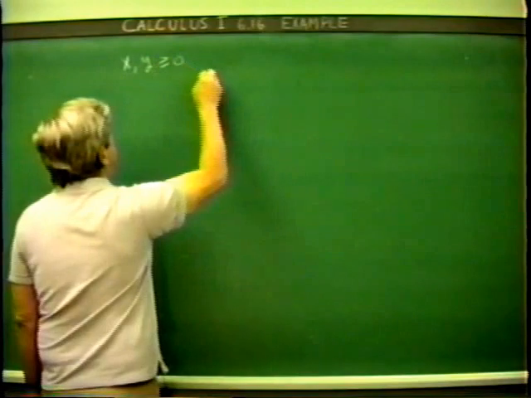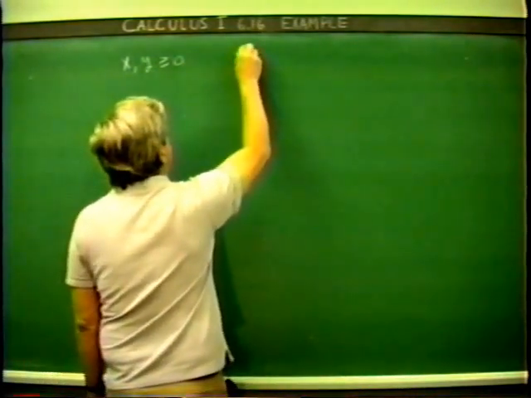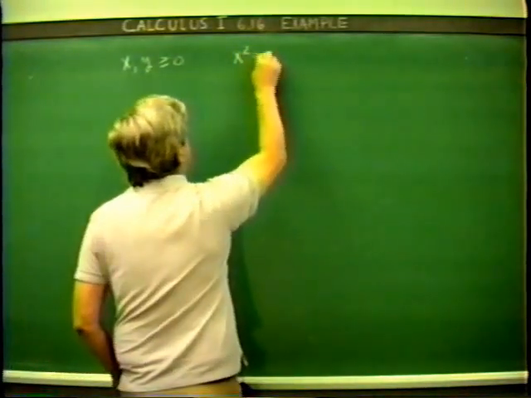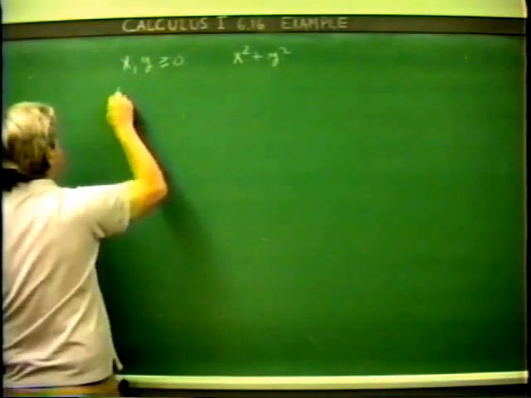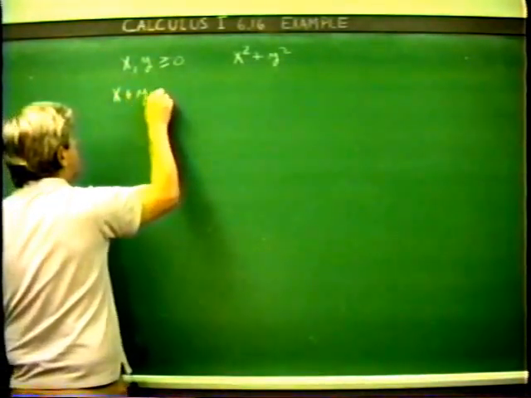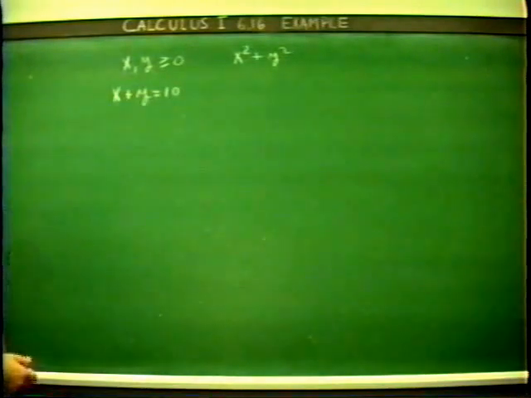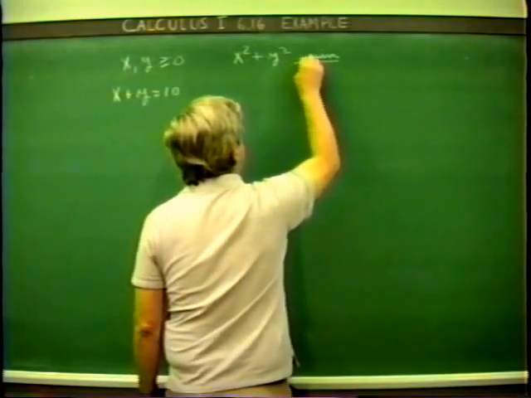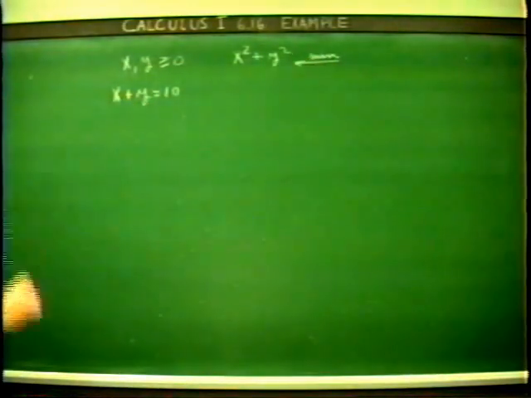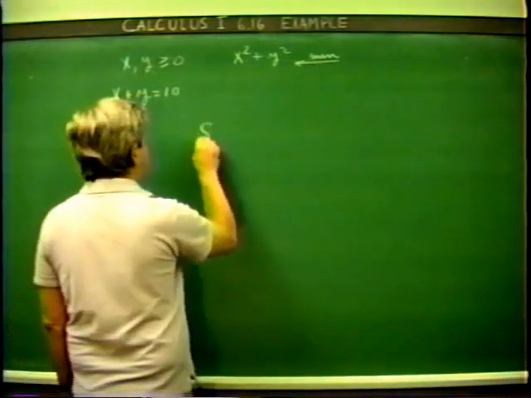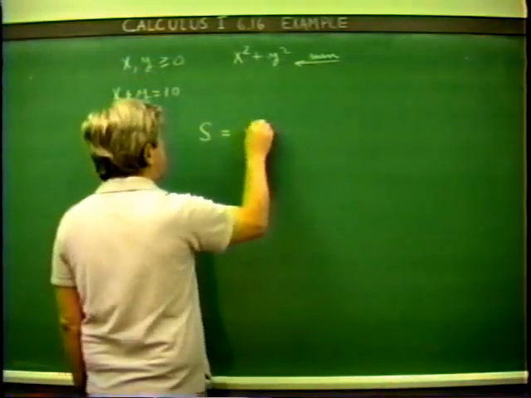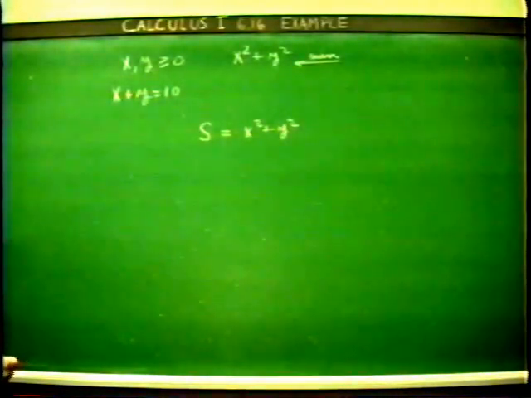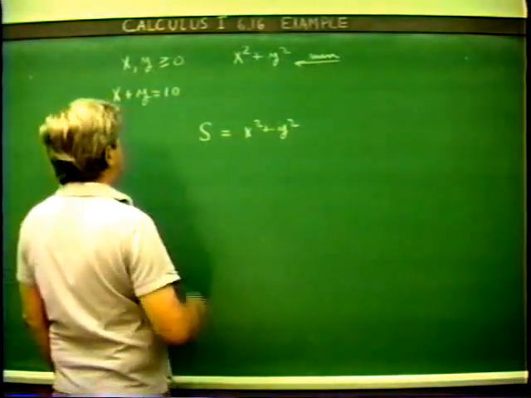Okay, let's take a look at an easy example here then. Let's suppose that we want to take two numbers, x and y, greater than or equal to 0, and we want to find the minimum of x squared plus y squared when the two numbers add up to 10. So we want to find the minimum value of this. Well, we have the sum, s, let's say, equal to x squared plus y squared.